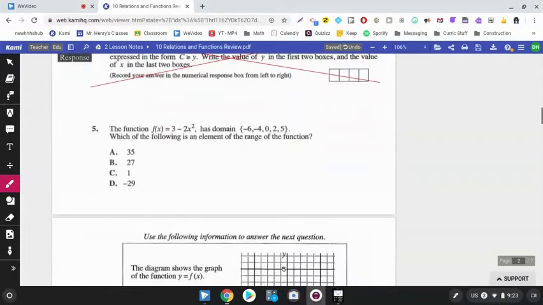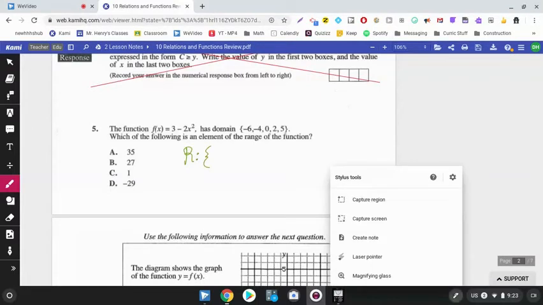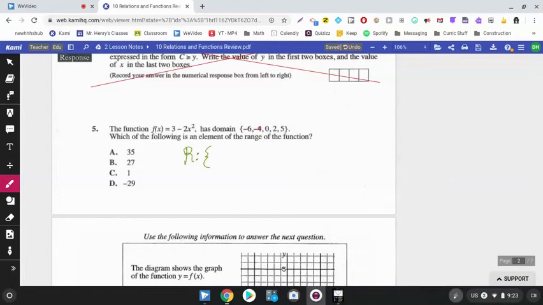3, we're skipping. 5. F of x equals 3 minus 2x squared. That's a function. Okay, it has a domain: -6, -4, 0, 2, 5. Which of the following is an element of the range of the function? Well, my domain is all of my inputs. I have 1, 2, 3, 4, I have 5 inputs. And my range would be, okay, well, what do you get when you actually plug these in?